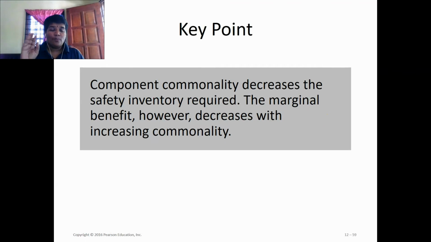Key point here, component commonality decreases the safety inventory required. The marginal benefit, however, decreases with the increasing commonality. Okay, so in the table just now it is clearly shown, so I don't think you have any problem understanding it. Hopefully you understand what component commonality is all about.